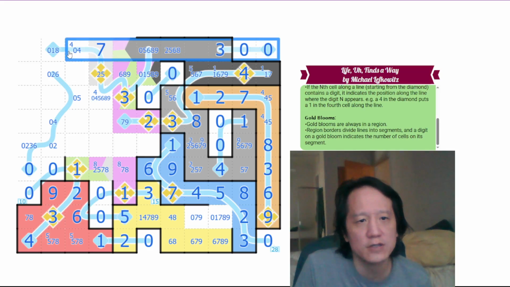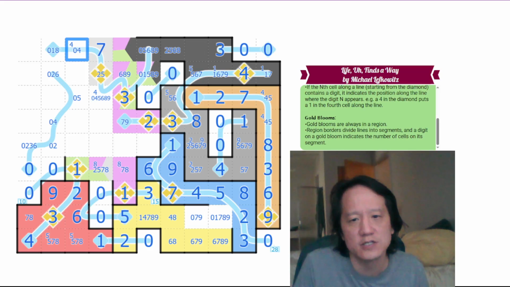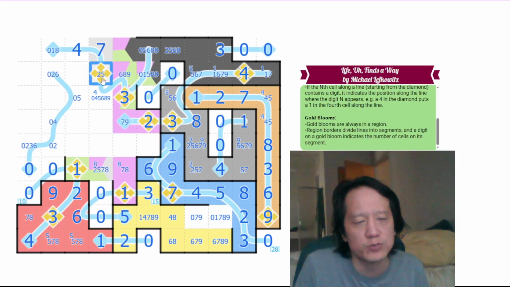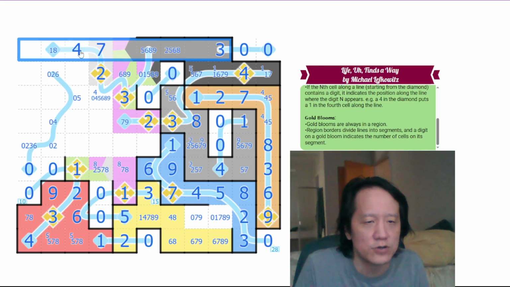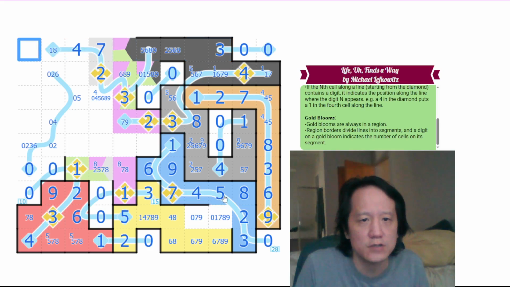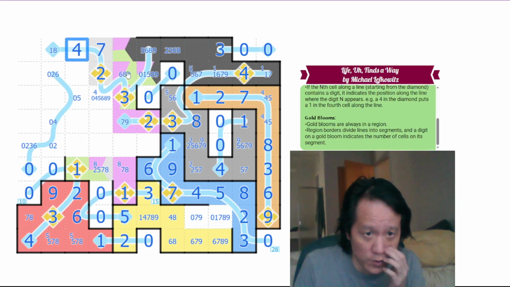Ah, wait, it can't be. We have 2 zeros already, so this has to be a 4. So this is 4, which makes this a 2. This can't be 0. None of these could be 0. These are all filled out. So this digit is... okay. So this is 4. This is 7.